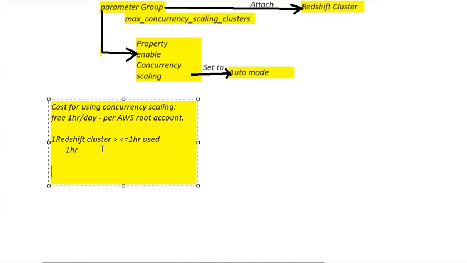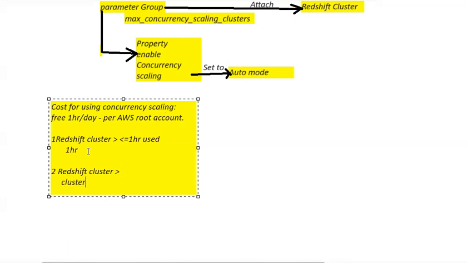Now let's say in my account, I have two Redshift clusters. Then for each cluster, how much concurrency scaling time will be provided for free? So for cluster 1, half an hour, and for cluster 2, another half an hour is provided.